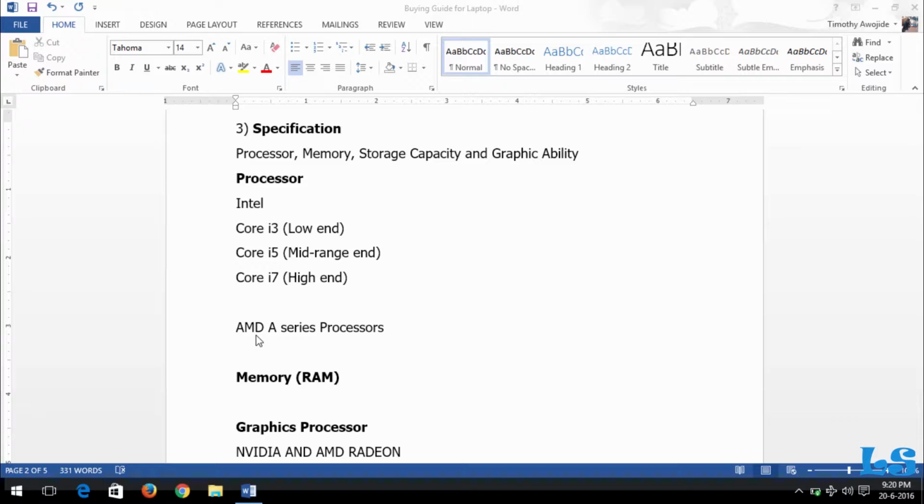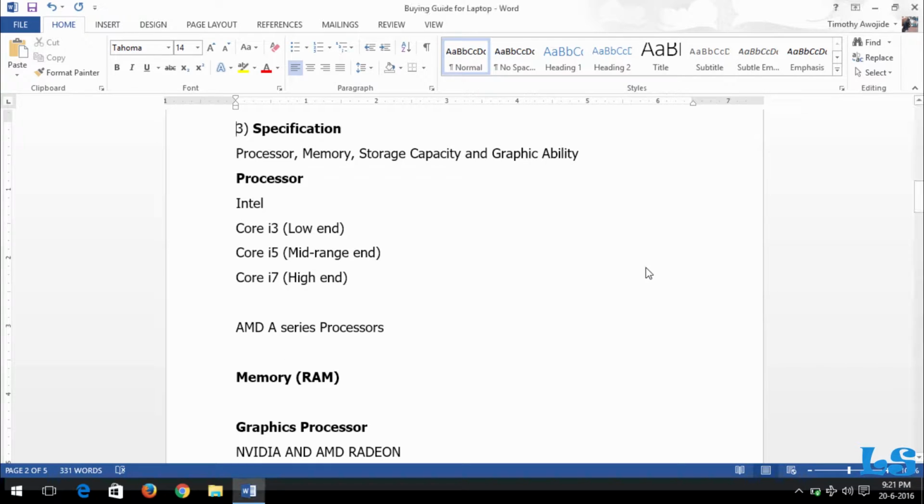Now for the Intel processor, there are other forms like the Pentium, the Core, the Atom, and the Celeron. But the main processors now in the market are the Core i3, Core i5, and Core i7. Now the Core i3 is the low end within these three. The i5 is mid-range, while the Core i7 is the high-end processor. Now we also have the AMD A series processor.